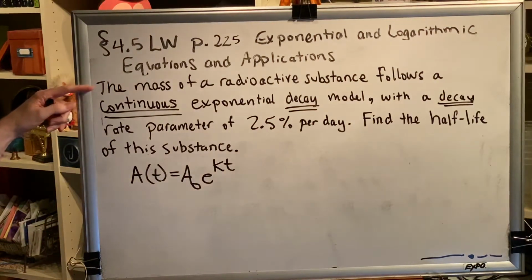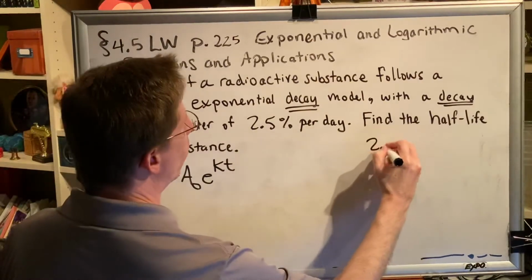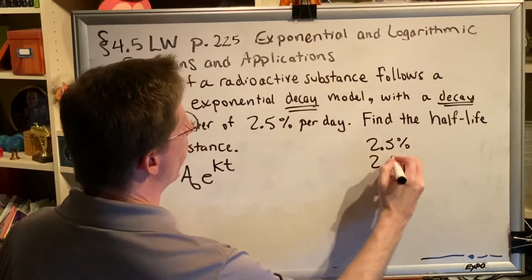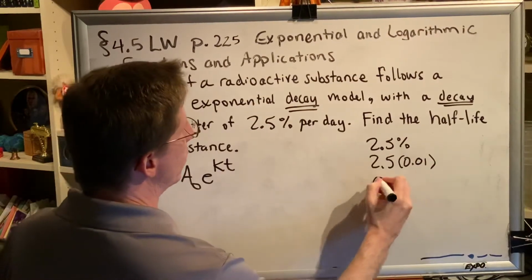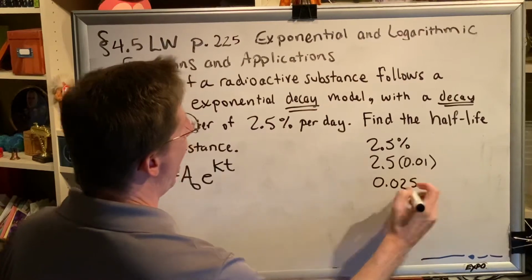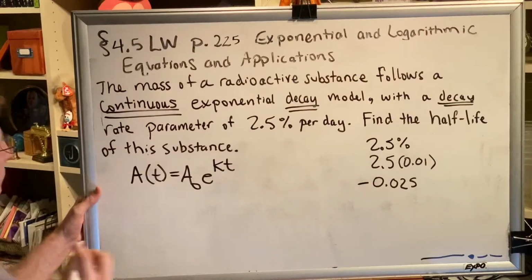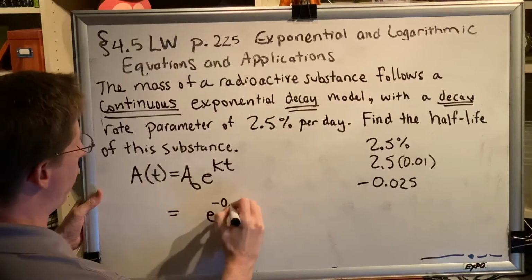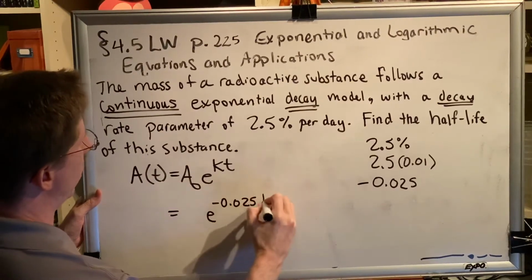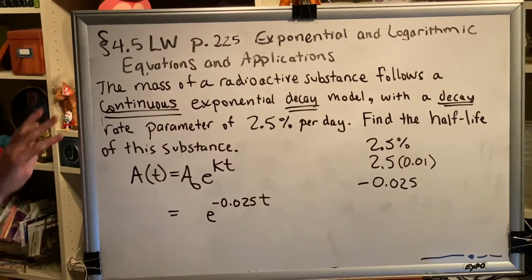Okay, so let's put everything in the problem. We know the mass of a radioactive substance follows a continuous exponential decay model with a decay rate parameter of 2.5% per day. Remember that percent is a mathematical constant that's always equal to 0.01. So this gives us 0.025. And because it's decay, when we put it into our equation, we do so with a negative value. So we're going to have e to the negative 0.025t.